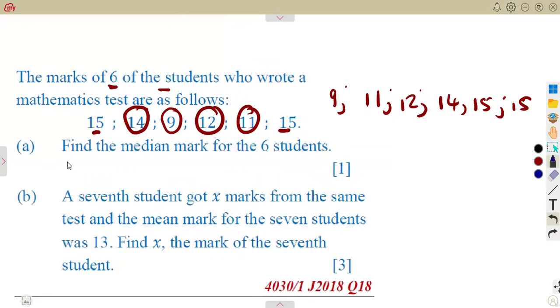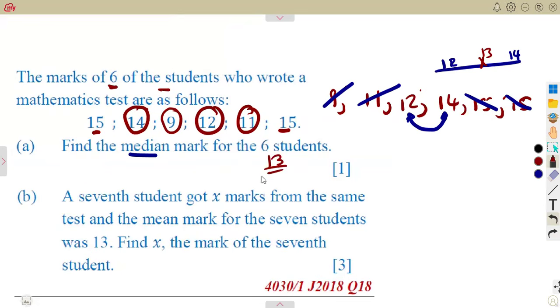And the question needs you to determine the median, the middle term. 9 and a 15, 11 and a 15. What is remaining? We are remaining with the 12 and 14. Which number do you find on a number line that is between 12 and 14? It is 13. So our median was going to be 13.